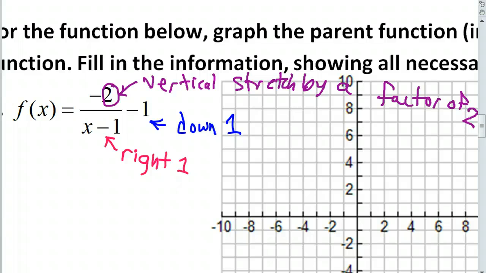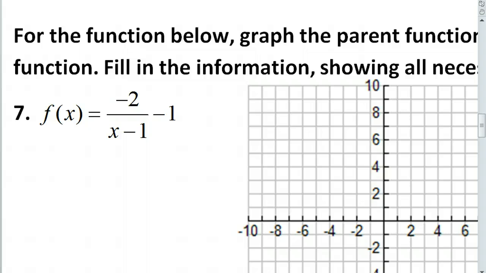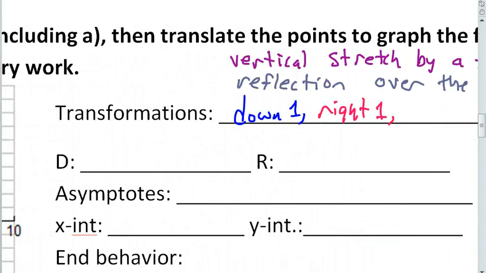Okay, and what about the negative sign in the front? That's a reflection over the x-axis. Do we have to put both of those? Yep. So it's a reflection, a stretch, that moves down 1 and right 1. Yeah, just list them all. Okay, so you have to list all 4 of those things. That's what I mean by transformation. Okay. All right, so now we've got to go on with the rest of this information.